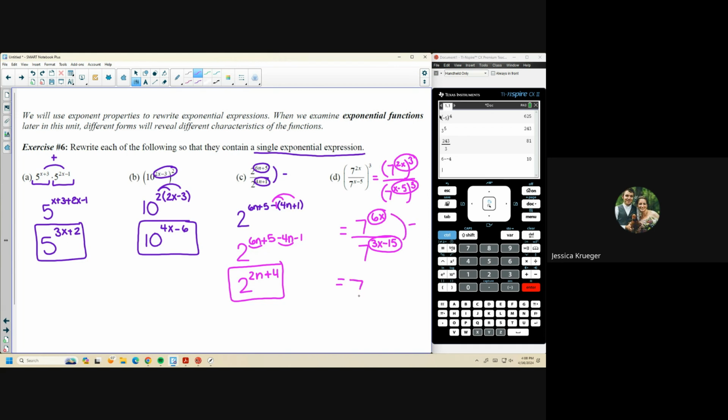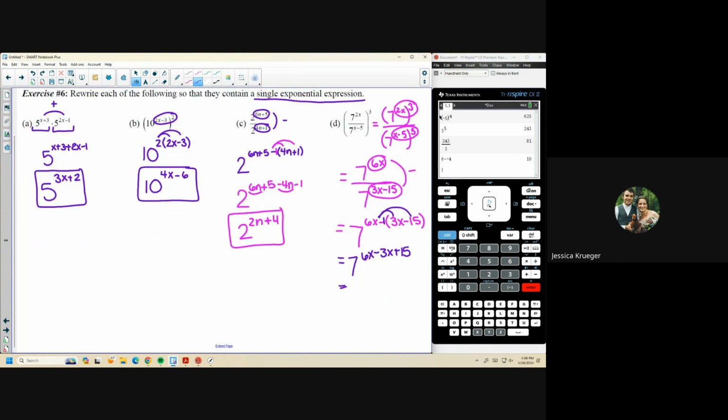So it's going to be 7 to the 6x minus, and I need to make sure I'm subtracting this entire quantity, which means I've got to distribute that -1 through. So this is going to be 7 to the 6x minus 3x plus 15. And if I simplify that, I'm going to get 7 to the 3x plus 15.